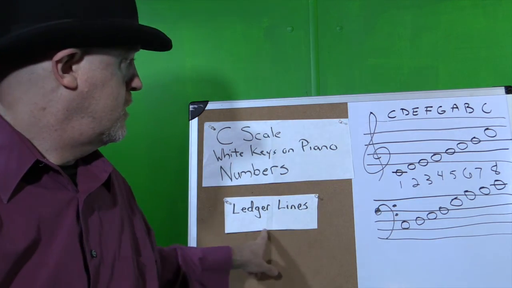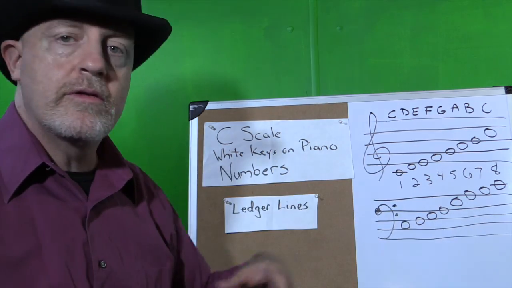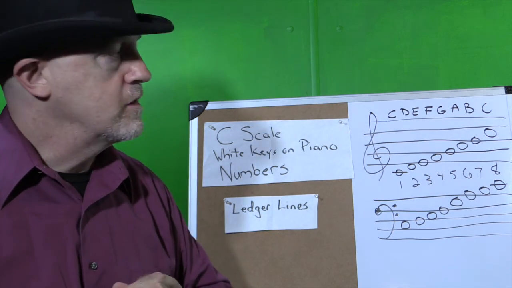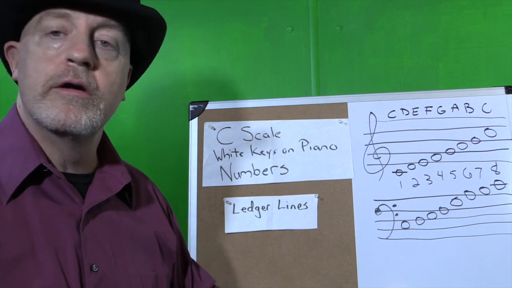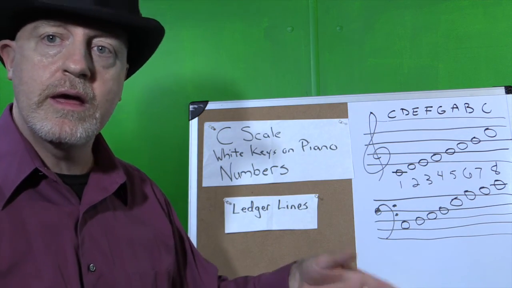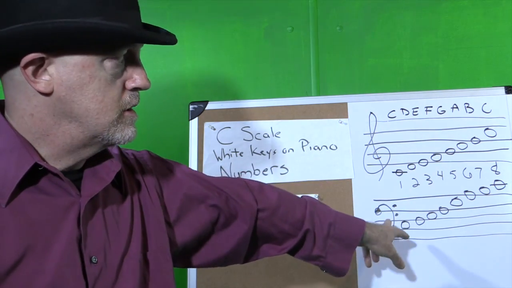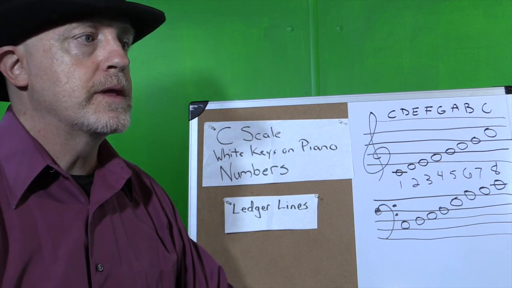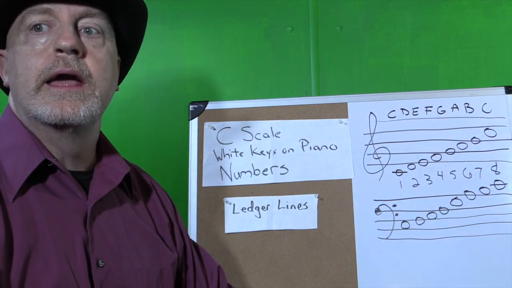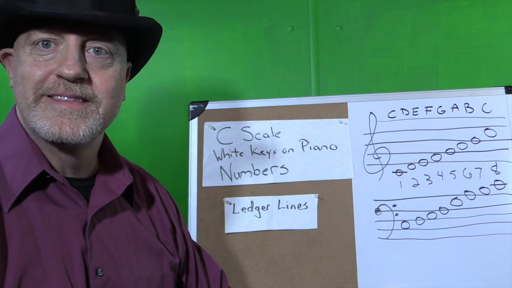Alright? So this is kind of like the architecture of music. This is the building blocks of building our songs. So by learning our scales, learning the note names, and learning the numbers of those scales, we can really get better at reading music and understanding how it's put together. There you go.